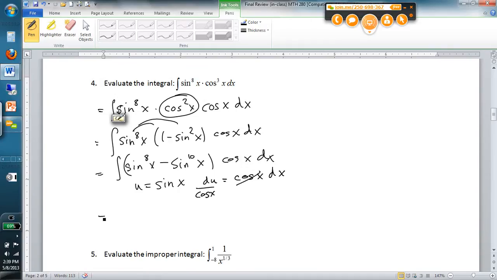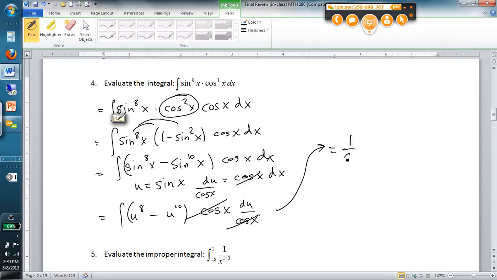So du over cosine, so we'll have the integral of u to the 8th minus u to the 10th, because u is sine. And then the cosine of x dx becomes cosine of x times du over cosine of x. That's going to take care of that cosine of x. So it's just the integral of u to the 8th minus u to the 10th. That's just a nice little power rule, isn't it? 1/9 u to the 9th minus 1/11 u to the 11th plus c, but u is the sine. So it's 1/9 sine to the 9th x minus 1/11 sine to the 11th x plus c. Don't forget plus c, right?